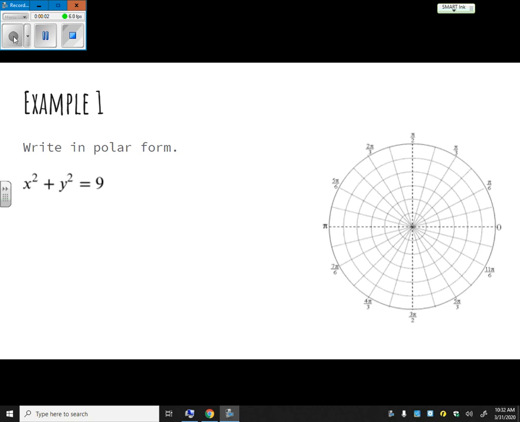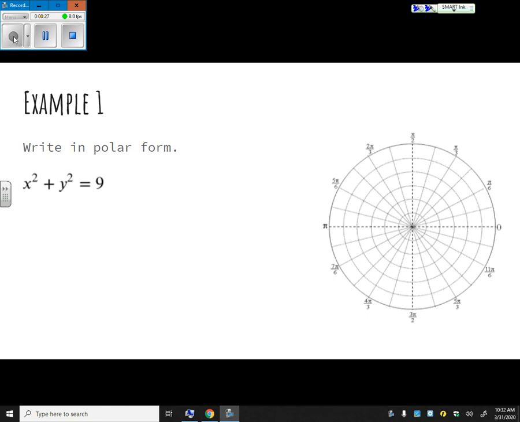This video is going to piggyback on the previous video that I posted over polar coordinates. We're still going to be using some of the same formulas that we have with polar coordinates, but this time we're going to be looking at equations and how we can switch a full equation into polar form, or maybe switch a polar equation to rectangular form, going back and forth.